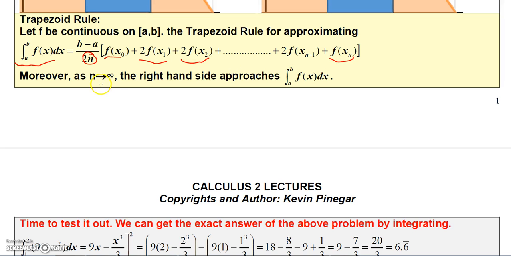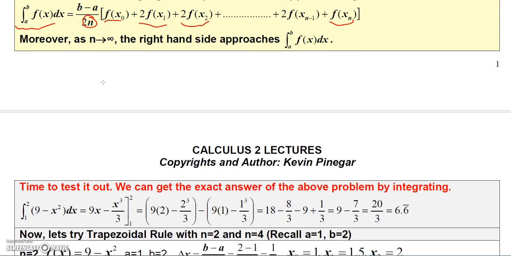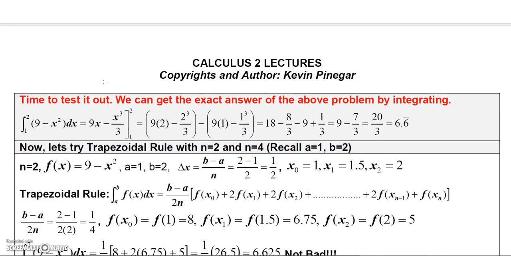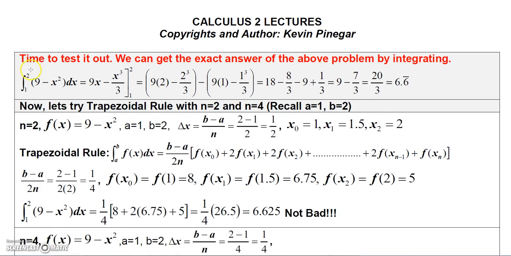So I'll show you how to do this in the next example. Now this integral that I'm going to do here, we actually can do. In other words, we don't need numerical integration to evaluate this. If you evaluate this integral from 1 to 2, which I did here, you can read that yourself. I got 6 2/3.